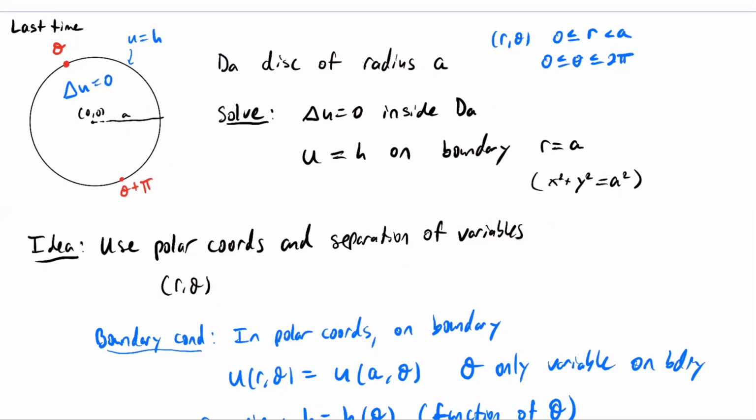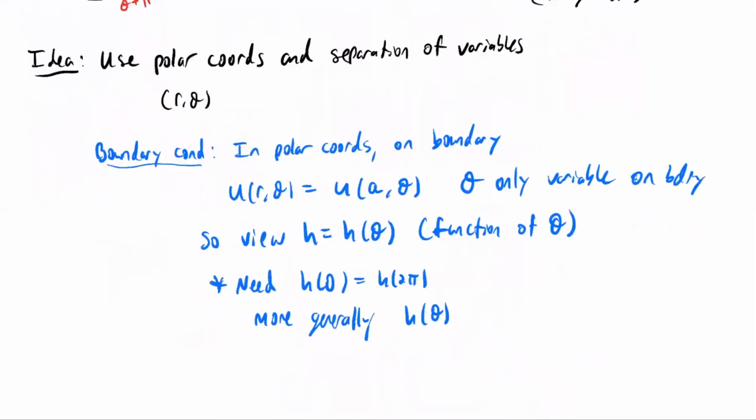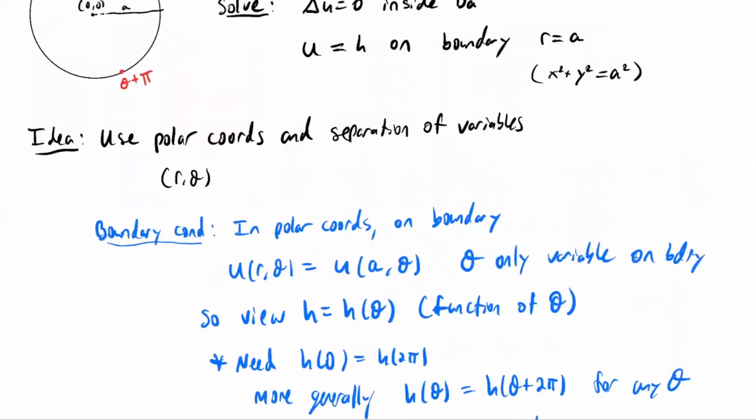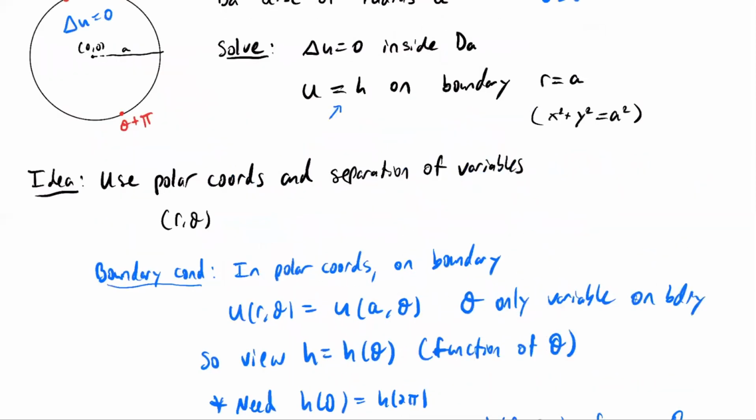But then if we do theta plus 2 pi, we get back to the same point, right? And so in order for this function h to be well defined, we need h of theta to be equal to h of theta plus 2 pi. More generally, we need h of theta equals h of theta plus 2 pi for any theta. So h needs to be 2 pi periodic as a function of theta. Let's add this condition here: h is a function h of theta which is 2 pi periodic.